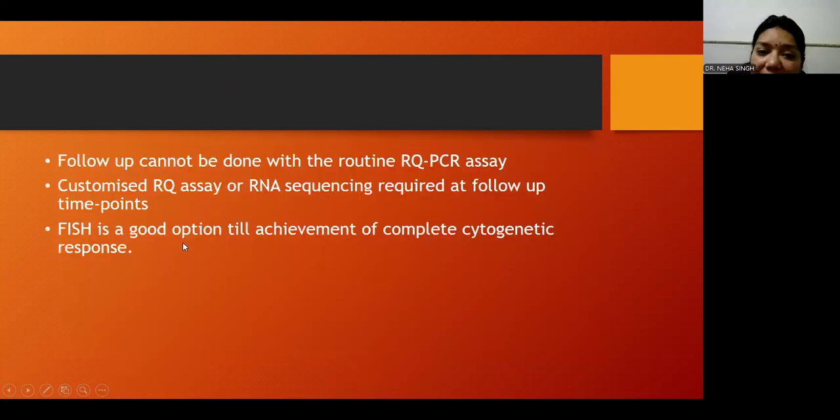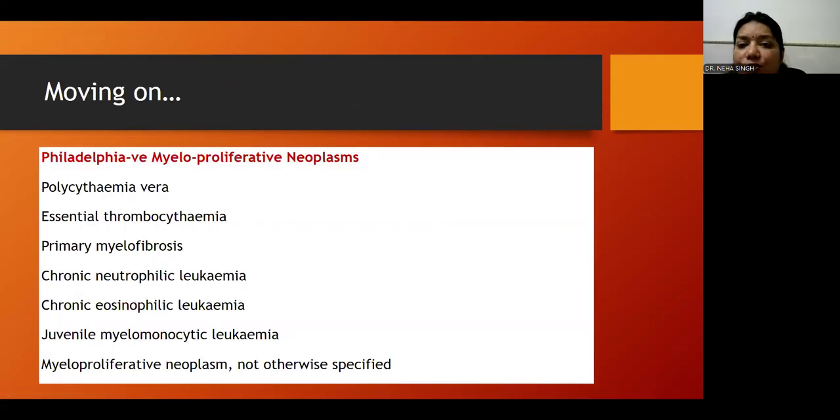Why knowing this information is important is because you cannot follow up these cases with the routine RQ-PCR assays. You need to either build a customized RQ assay specific to your case, which is not cost effective most of the times, or RNA sequencing can be done at follow-up time points. FISH is a good option till achievement of complete cytogenetic response. And a nested RT-PCR can also be done using the same set of primers which were used at baseline. So this is the complete picture.